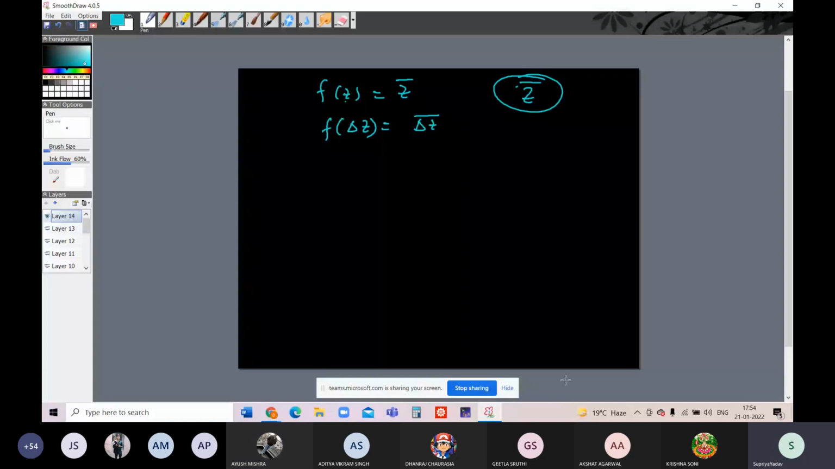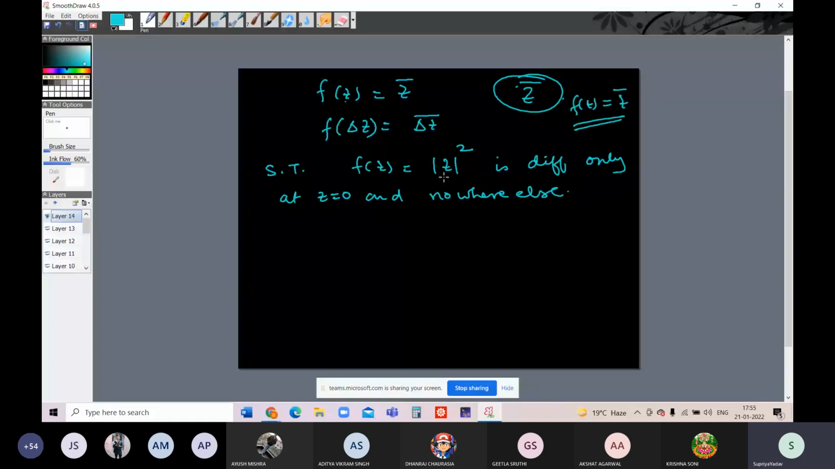Okay. So one more question we do, we have a little time. Show that the function f(z) is equal to mod of z square is differentiable only at z equal to 0 and nowhere else. जैसे f(z) upon z bar, ये फंक्शन is nowhere differentiable, but this function is differentiable only at a single point z equal to 0, but nowhere else in the complex plane.